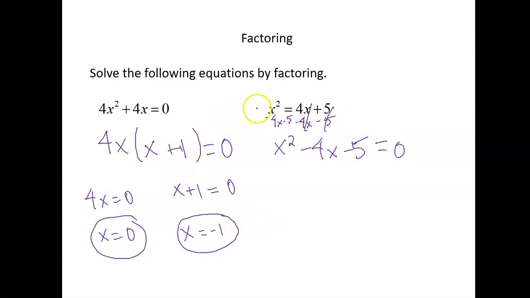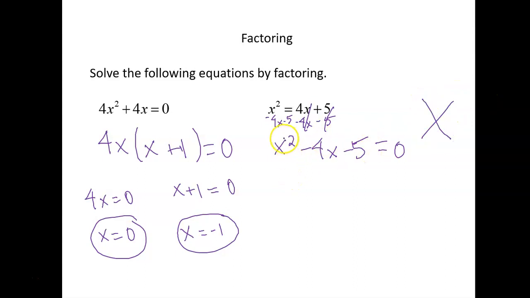Again, I could have also subtracted x squared from both sides and had negative x squared plus 4x plus 5. That would also work. But I just like to keep my x squared term positive, so that's why I chose to move 4x and 5 over. So now I can go ahead and x factor.